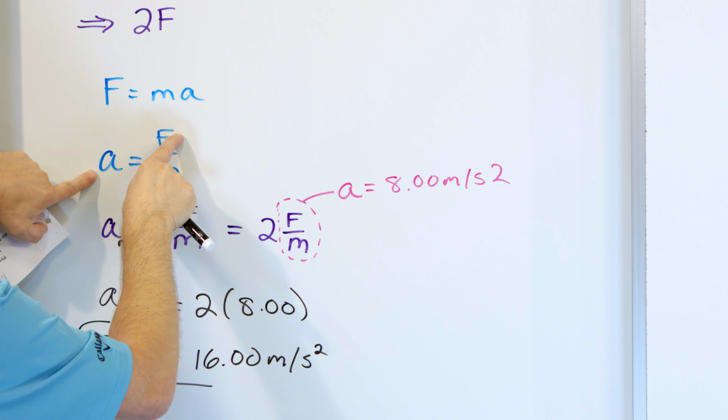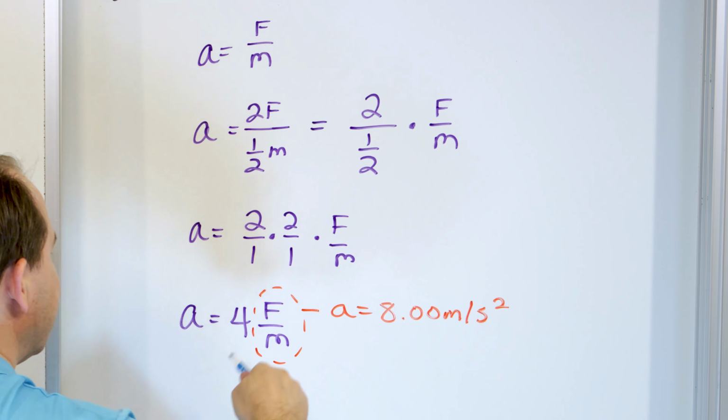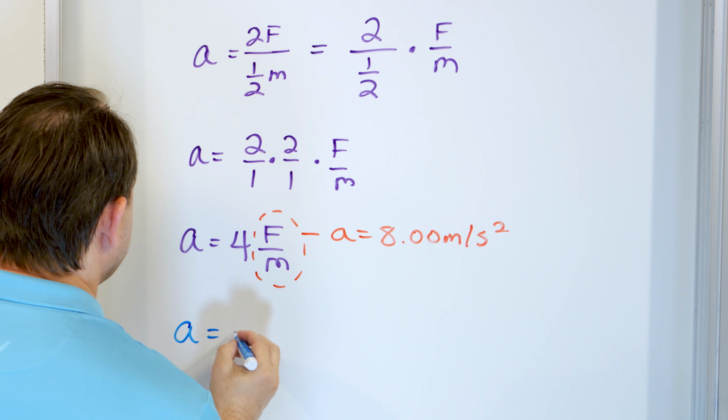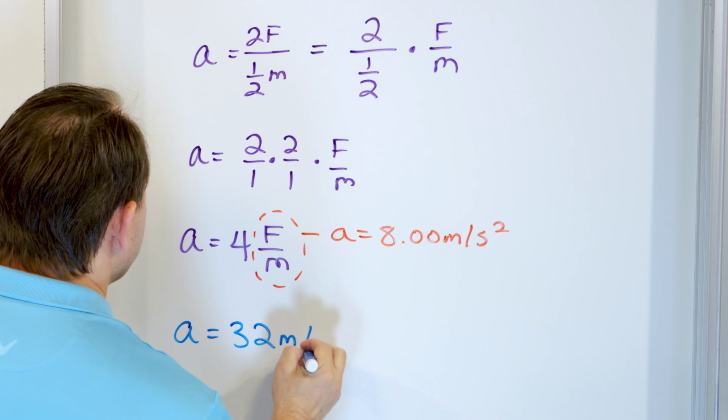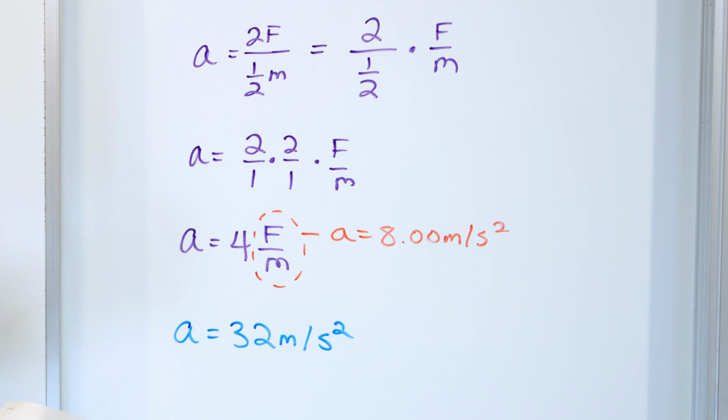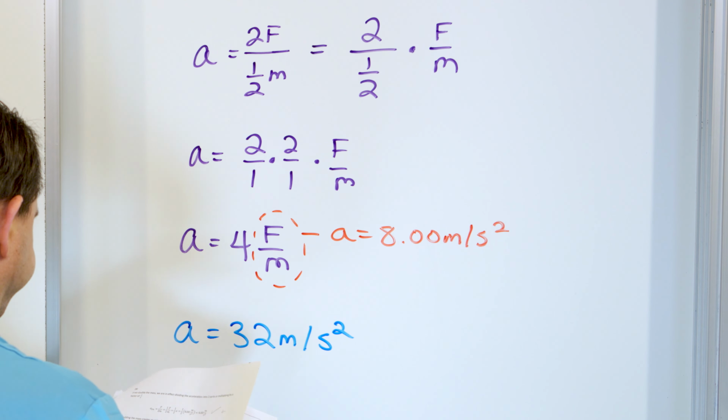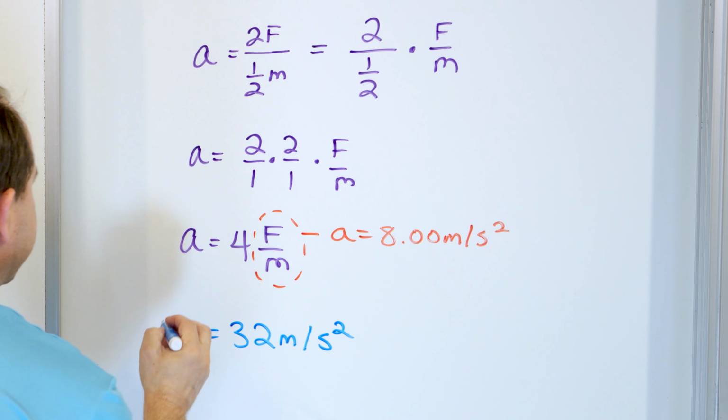So when you multiply this, you get 4 on the top and 1 on the bottom, which is just 4 times F over m. But what is F over m? This was my original acceleration, right? So A was 8 meters per second squared. And so what happens? 8 times 4 is 32. 32 meters per second squared. Let me just double check myself. 32 meters per second squared, that's right.